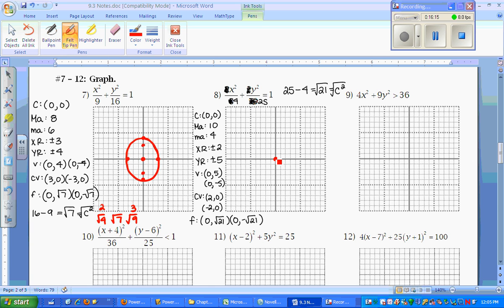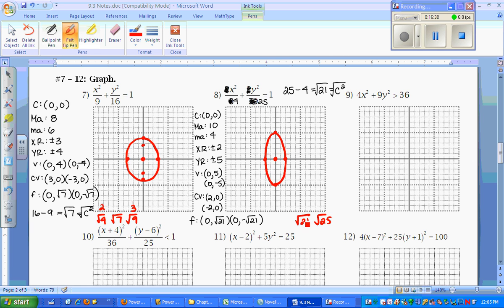If I plot this, the center's at (0, 0). My x radius was 2, right and left. My y radius is 5, up and down. And you can check all of the vertex and co-vertex coordinates. They should match. Draw your ellipse in, and then go back and place your foci.